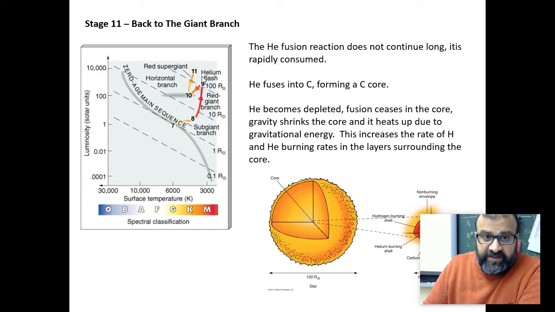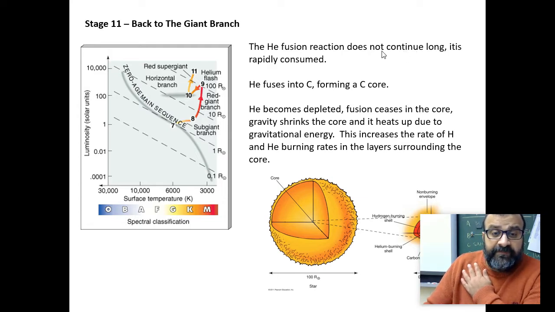So we had our helium flash here. They enter the red giant branch. They enter the helium flash. They go horizontal in the red giant, and then they get even bigger. They keep on going up. So the helium fusion reaction does not continue long. The helium is consumed very quickly. Okay, what's left in the core is carbon.